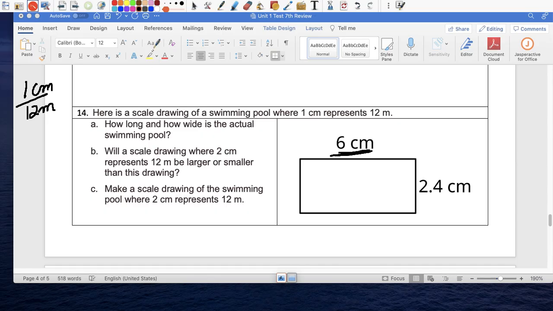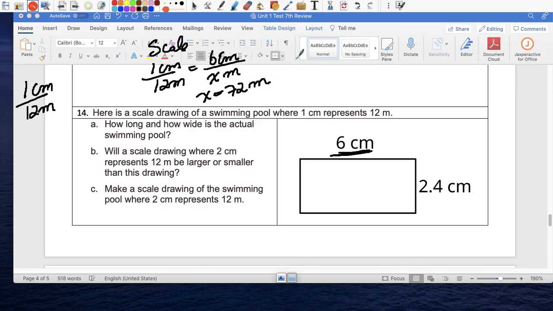Now, if I use my scale, 1 centimeter to 12 meters, and I have 6 centimeters in my notebook, the drawing of my swimming pool that I don't have, how many meters is that? Well, if I cross multiply, I get x equals 72 meters. All right, it's a decent size, right? So in real life, that 6 centimeters represents 72 meters.